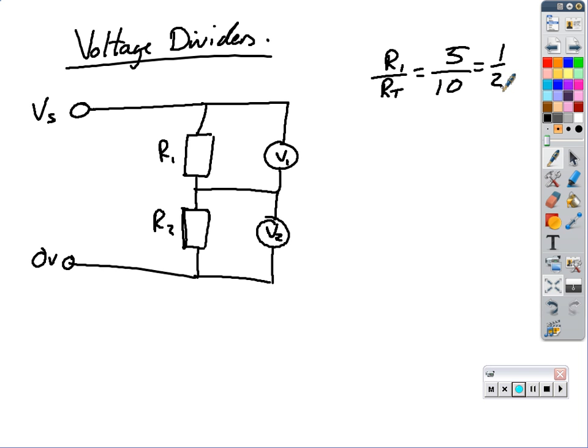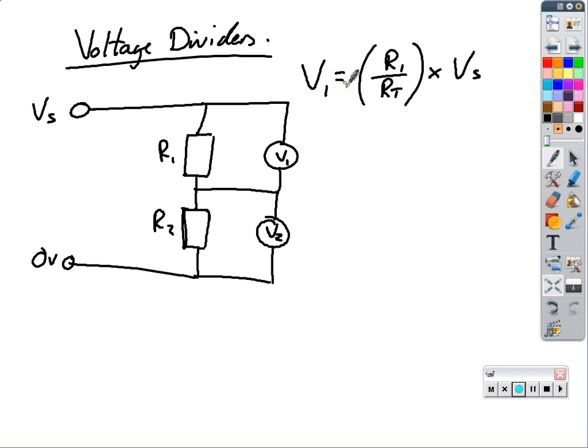Now, if this is a fraction, R1 over RT, if we multiply that by our voltage supply, then that says if that's a half, the half of voltage supply. If we multiply by voltage supply, we're taking half of the voltage supply. So whatever share of the resistance it is, that's the share it's going to have of the voltage. So V1 equals the fraction that it is of the total resistance times the voltage supply.